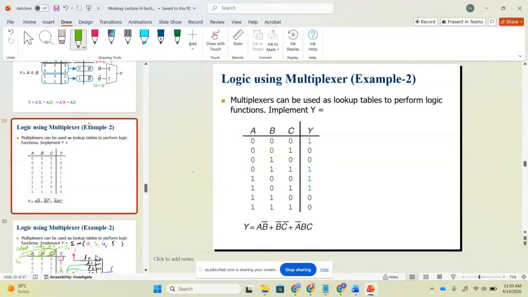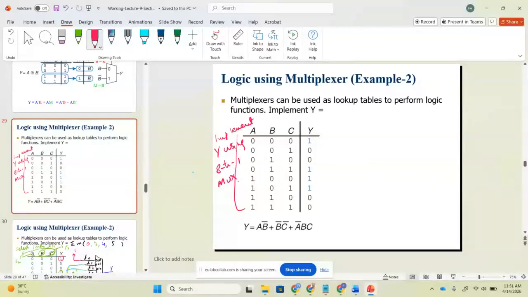Let's assume, before solving this question, I want to draw a multiplexer. We want to implement this logic. So what is our objective? The question is this: implement Y using an 8-to-1 mux. If I am solving this question, what should I do?